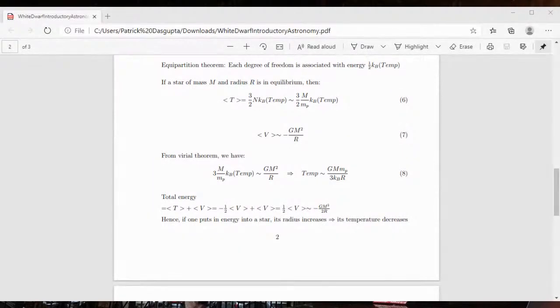Giant meaning the radius becomes so large. Today, the sun's radius is 6.96 times 10 to the 10 centimeter. But when it becomes a red giant, its radius will become 1,000 times bigger and it will engulf Earth. And that is the reason why it is called a giant.